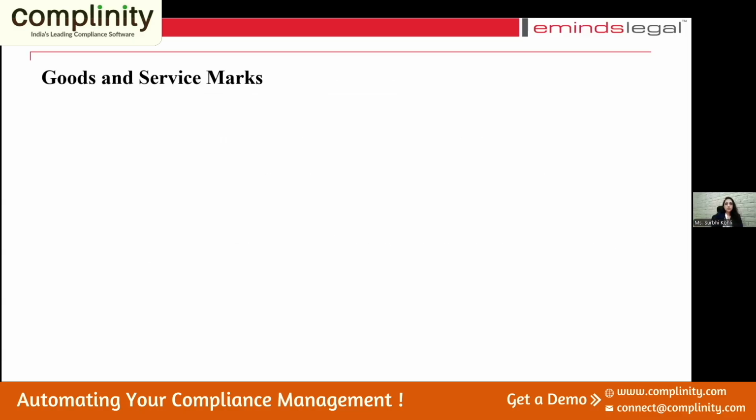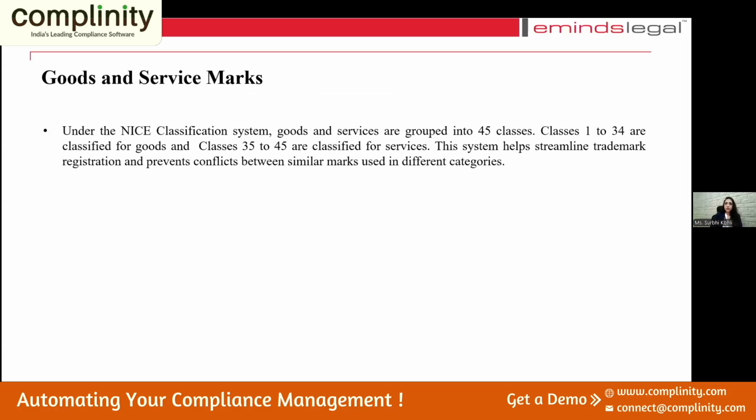Okay, goods and service marks. Under the NICE classification system, which is there as per WIPO, goods and services are grouped in 45 classes. We have 45 classes in all, wherein classes 1 to 34 are classified for goods and classes 35 to 45 are classified for services. This system helps streamline the trademark registration process and prevents conflicts between similar marks used in different categories.